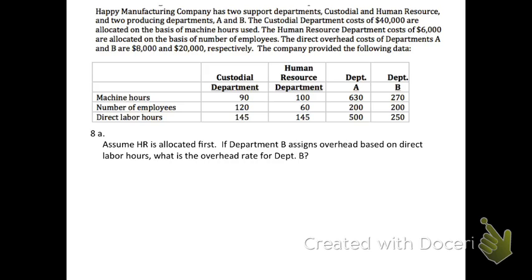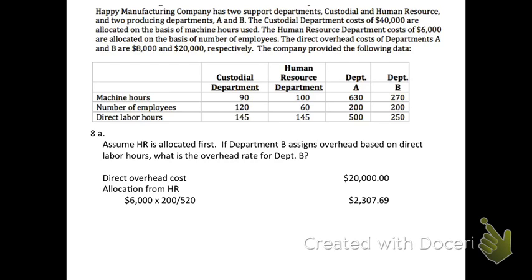Alright, here's an extra question. Now, assume that we're going to use the step method, and we assume we allocate human resource first. If Department B assigns overhead based on direct labor hours, what is the overhead rate for Department B? And so this is the step method. Again, now we're just switching which departments actually are being allocated.